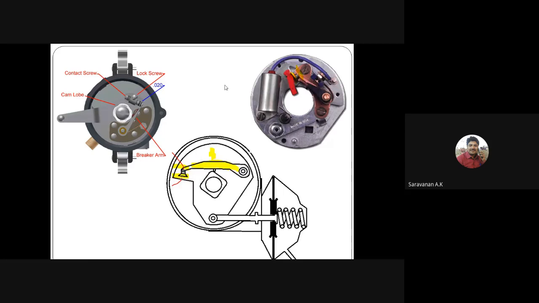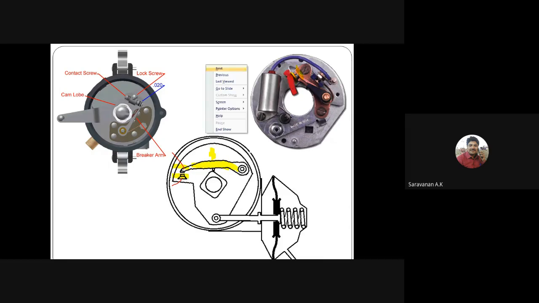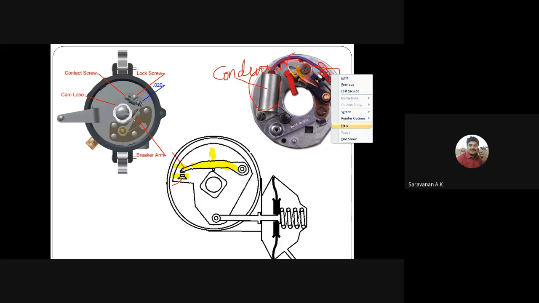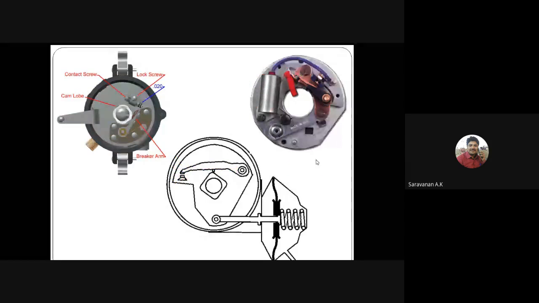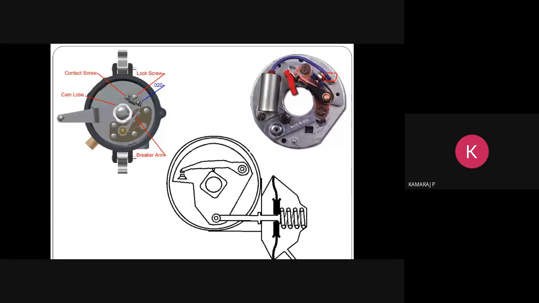Here it is the original part image of the contact breaker. Here you can see one more part. This part is called the condenser. That condenser also connects from the main power supply. Is it clear? Is it visible?